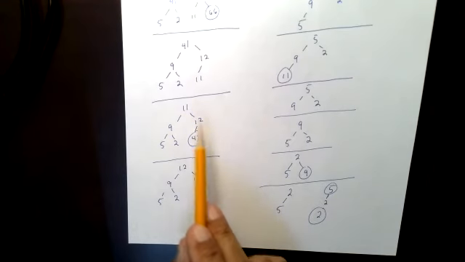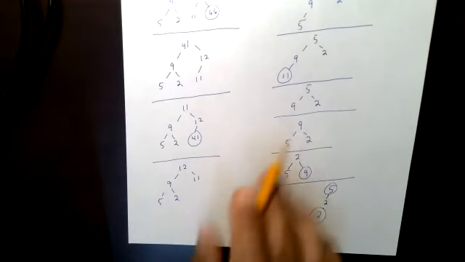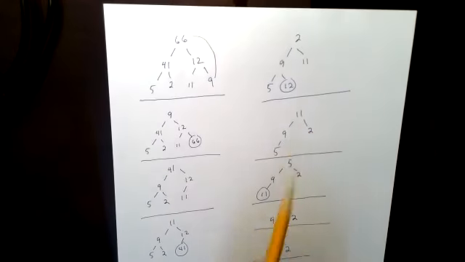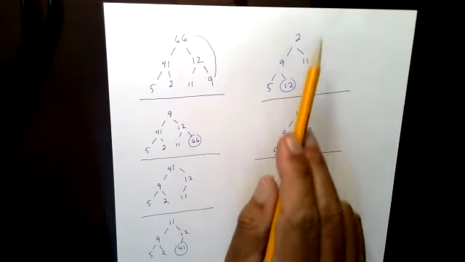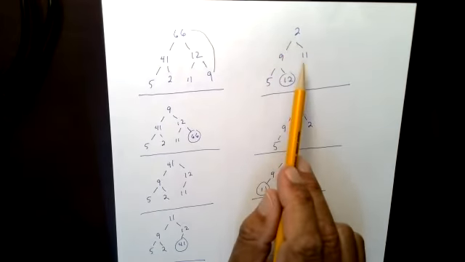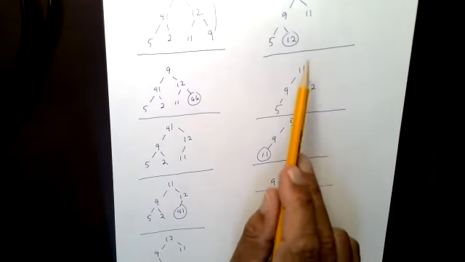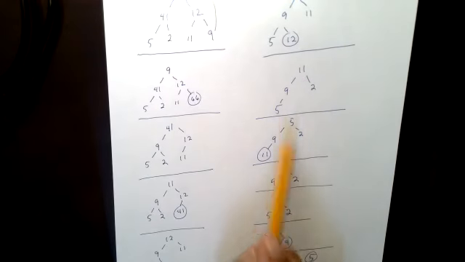I percolate down. 12 and 11 switch. I now take the largest and put it in the last spot. So I take 12, move it to the bottom, move 2 to the top. I percolate down. It swaps with the 11. I now take the largest, put it at the end.